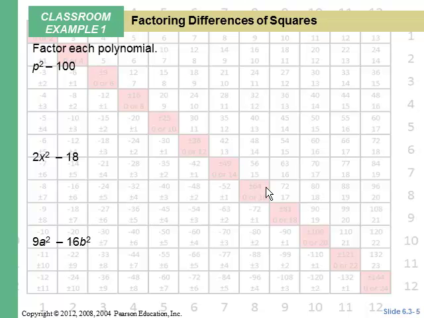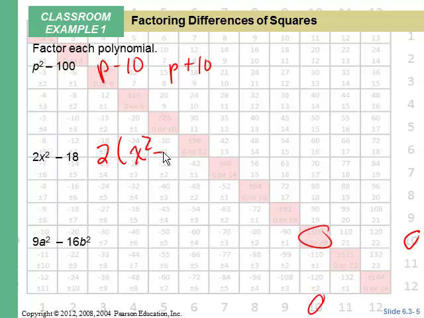Okay, so here we've got 100 right here. 100, 0, p minus 10, p plus 10. 10 and 10. Factor a 2 out of this one, we're left with x squared minus 9, which is 3 and 3. X plus 3, x minus 3, and don't forget the 2 out front.